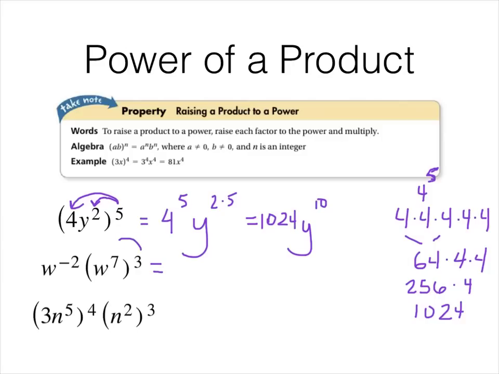We have power of a power here, and then we'll multiply the w to the negative 2. So let's do that first. So w to the negative 2 times w to the 21. So power of a power, multiply your exponents. Now we're going to add them. So w to the negative 2 plus 21, which comes out to be 19. W to the 19th.